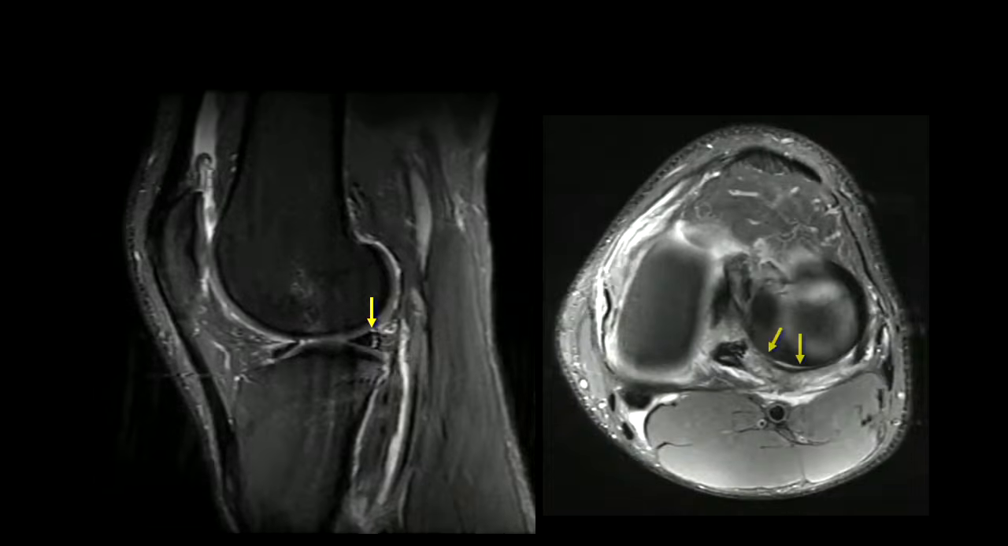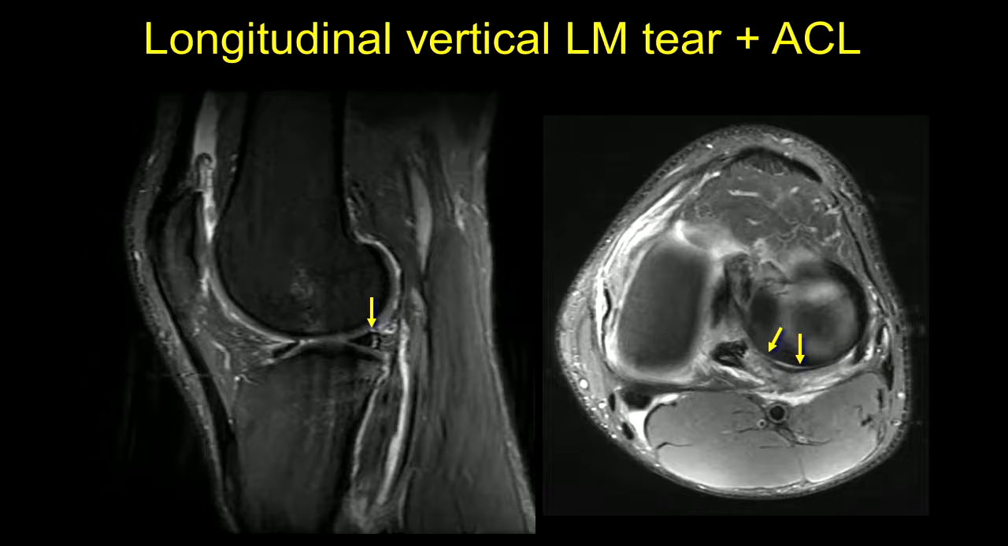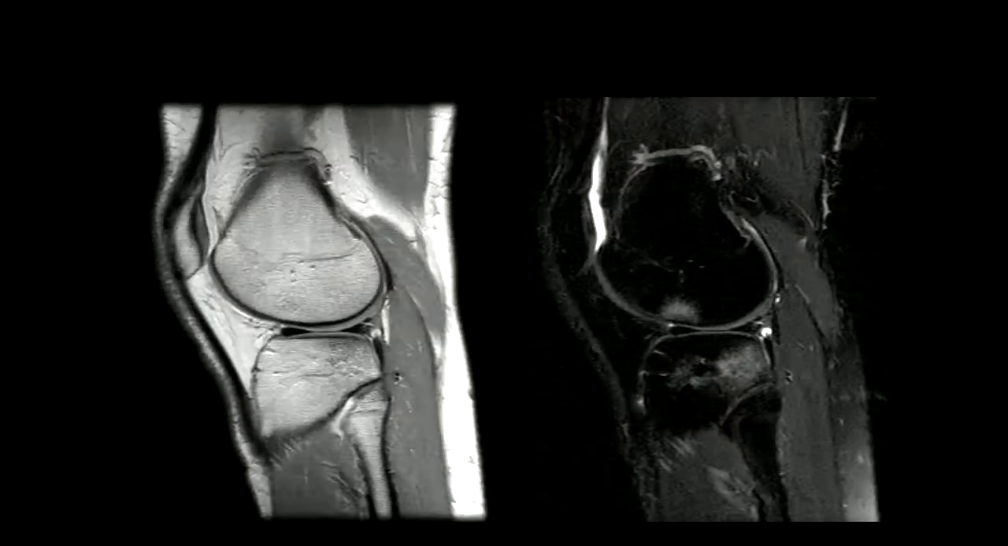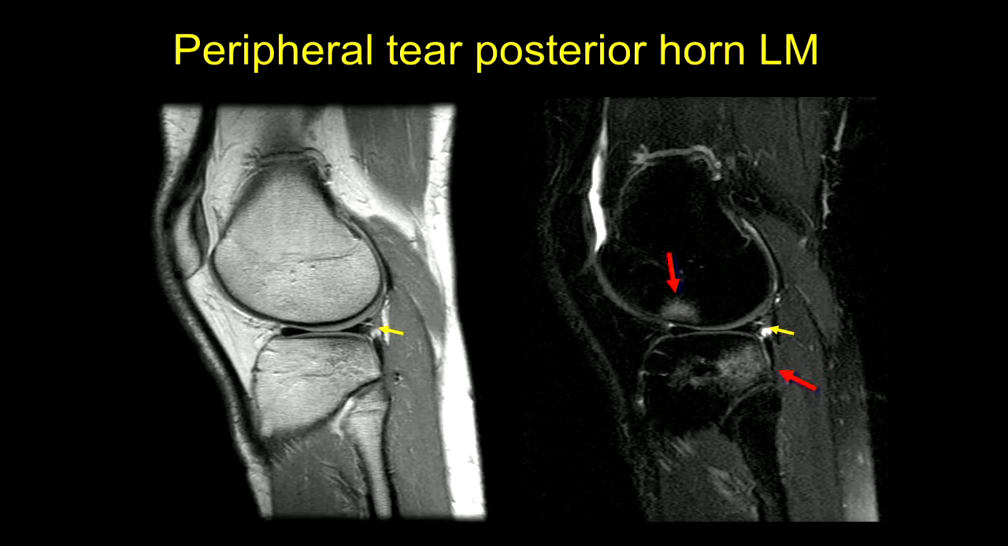On the axial images, again, you can see that tear within the peripheral portion of the posterior horn of the lateral meniscus. Here we have an example of a peripheral tear where you can see linear signal abnormality extending to the superior articular surface in the posterior horn of the lateral meniscus. You can see that it's a fluid signal intensity, and again the patient has characteristic kissing contusions compatible with an underlying anterior cruciate ligament tear.